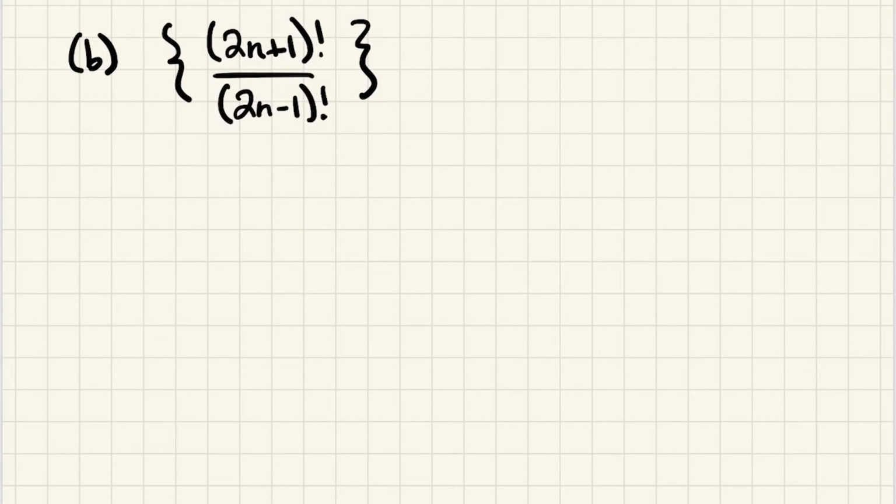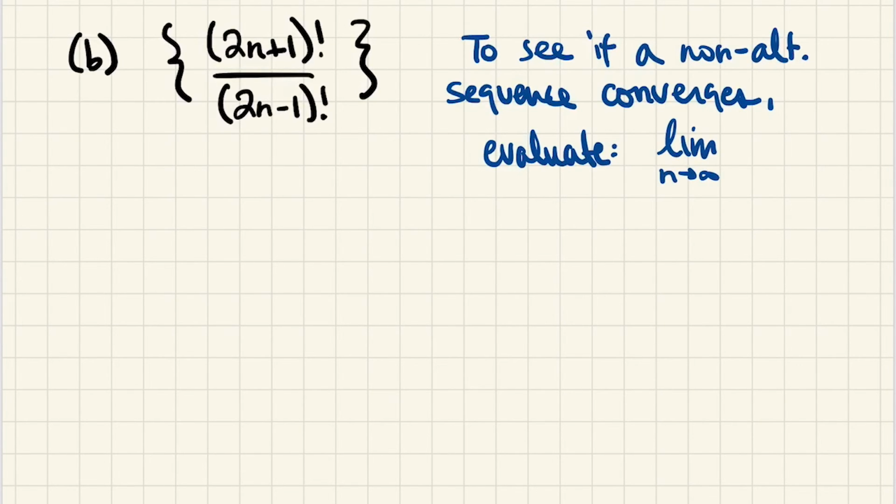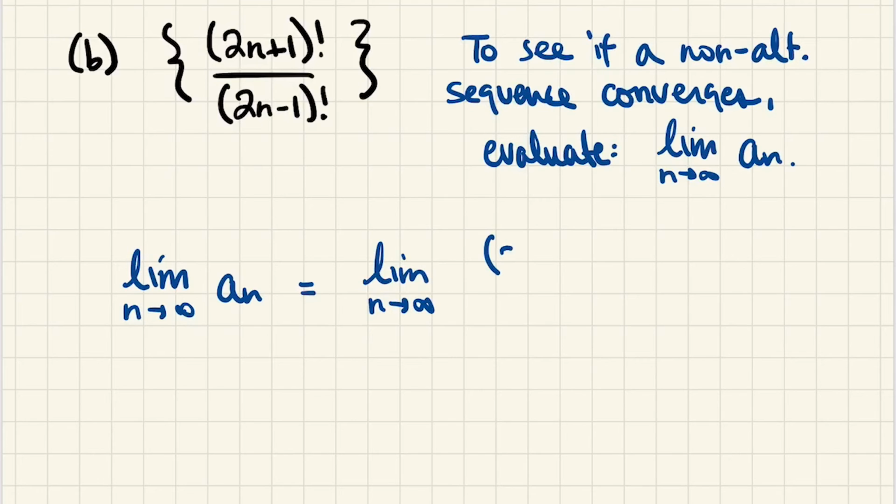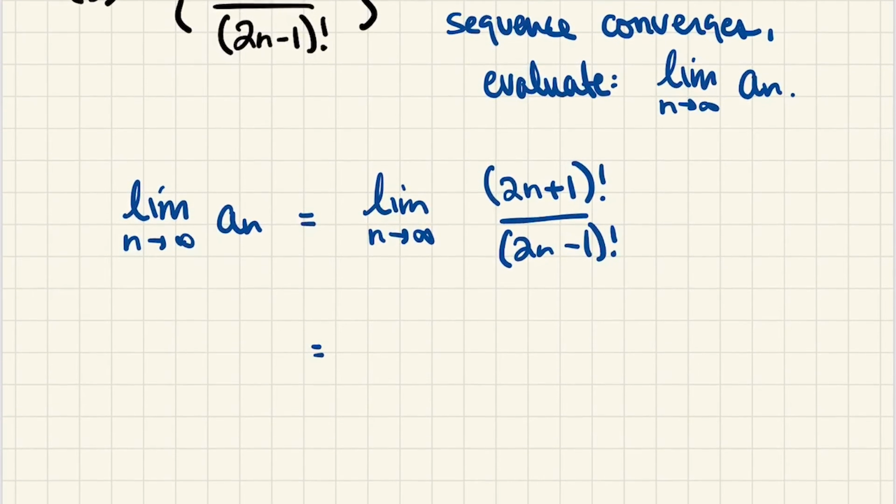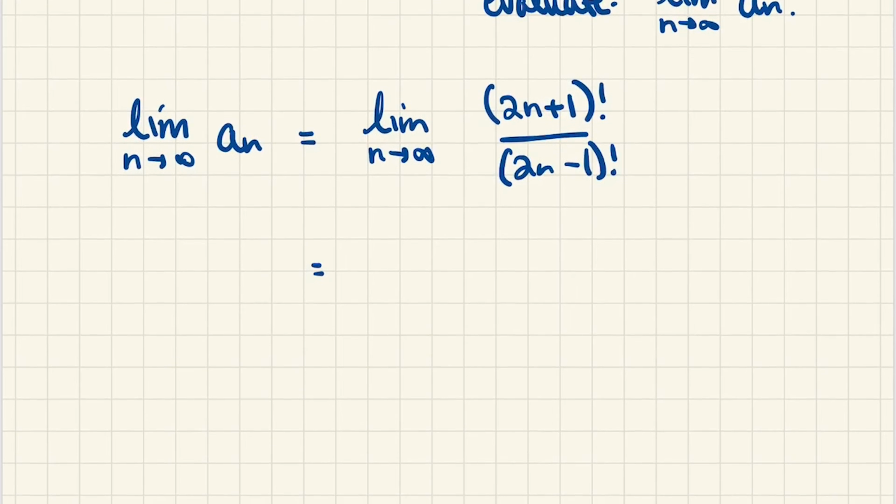All right, this is not an alternating sequence, so we're just going to evaluate the limit straightforwardly to see if the sequence converges. So the limit as n approaches infinity of a_n is the limit as n approaches infinity of (2n plus 1) factorial over (2n minus 1) factorial. And we are seeing our first of what will be many, many factorial battles.